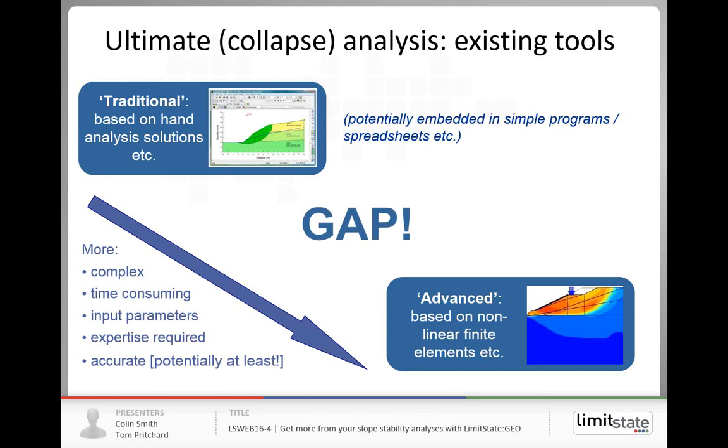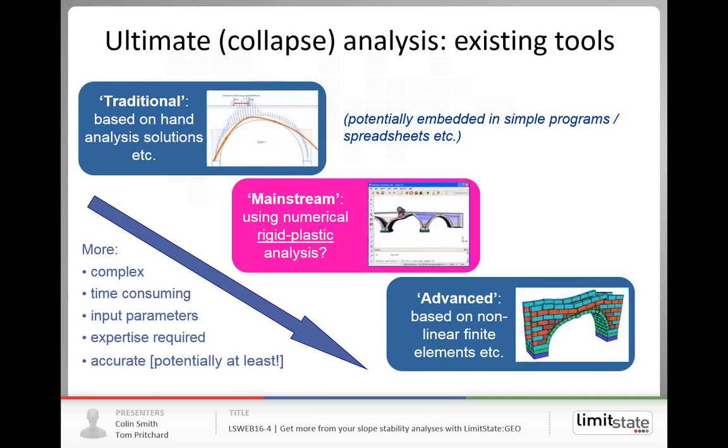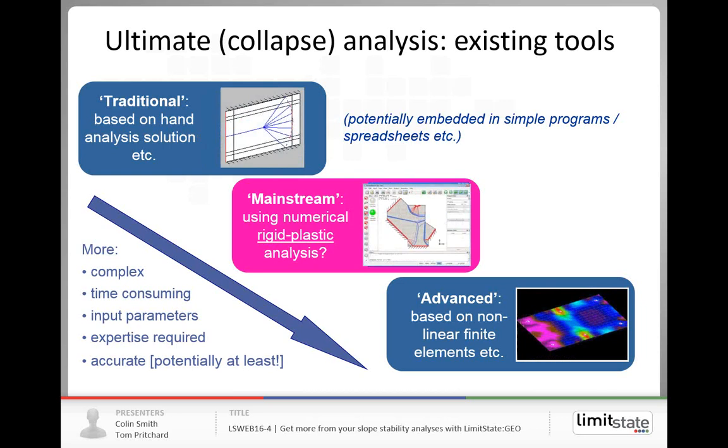What we feel fills the gap in the middle is computational limit analysis, which provides the geometrical flexibility of finite elements with the easy use and simplicity of traditional methods. Essentially, it's ultimate limit state analysis. The only parameters you need are cohesion, friction, and unit weight, but it can solve any geometry that you like. And such methods can be applied to geotechnics, but also, looking at the software that LimitState has available, to masonry arch bridge analysis and to the analysis of concrete slabs.